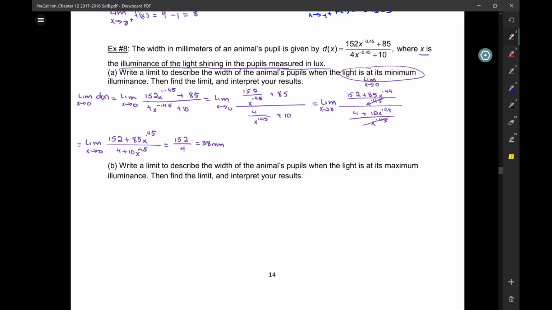Okay. Now it says interpret your results. So you have to be able to write what this means, the significance of this, in a coherent English sentence, right? Now, what is this? When the light is at its minimum, the animal's pupils have a dilation of 38 millimeters, okay?